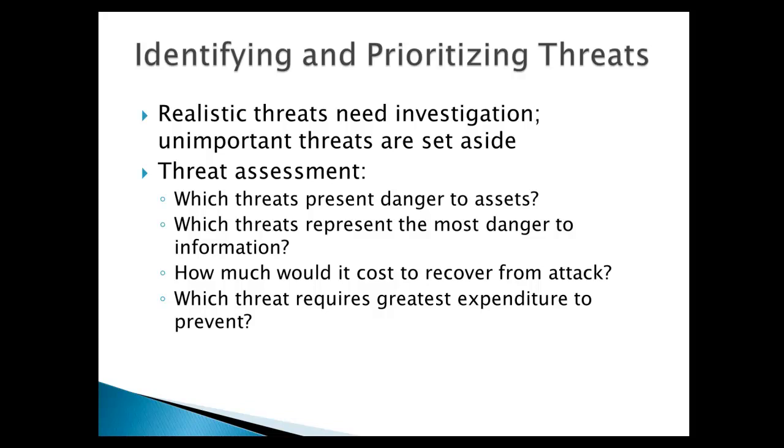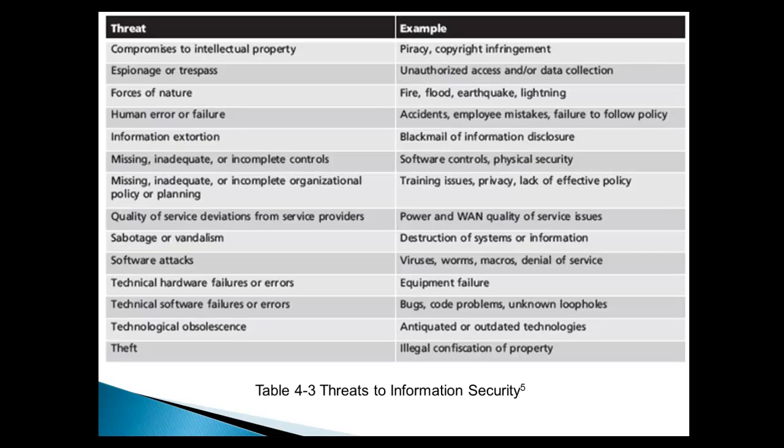Again, there are some questions that you could ask yourself: which threats present danger to the asset, which present the most danger to the information, which would cost the most to recover from attack, which threat requires the greatest expenditure to prevent. And then, a little bit of a threat chart that you might see: compromises of intellectual property, and an example of that would be copyright infringement or piracy and so forth. These can be created by an organization as they brainstorm through their process.